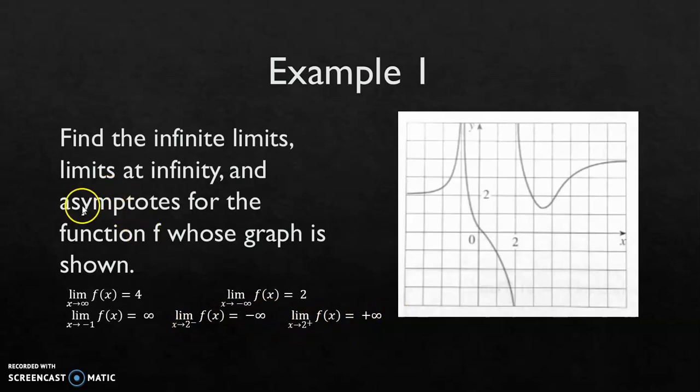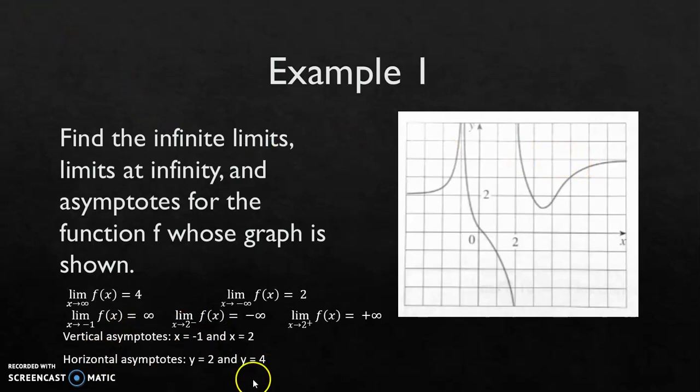Now the final thing I have to do is identify all of the asymptotes. We have 2 vertical asymptotes, one at negative 1 and one at positive 2. We also have 2 horizontal asymptotes, one at 2 and one at 4. So I need to identify all of those. Okay, and this is my final answer. So all of this is what they asked for. These are my limits at infinity, these top 2. Then I have infinite limits for these next 3. I have my vertical asymptotes and my horizontal asymptotes.